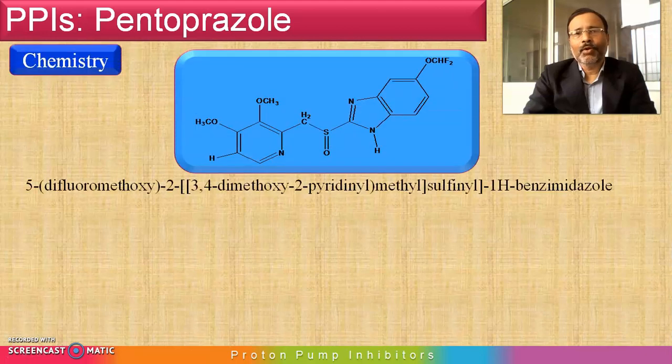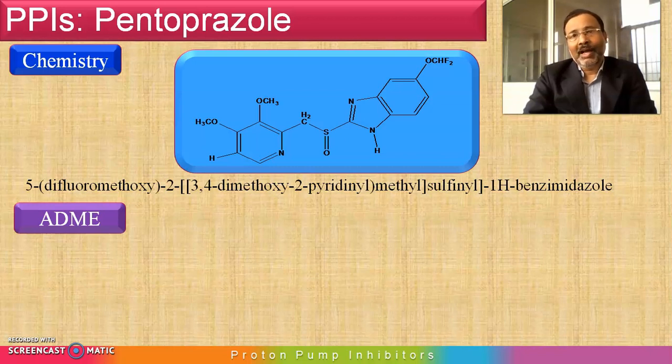So this is the general structure of pantoprazole. Again, it's a benzimidazole derivative. Now ADME: pantoprazole shows bioavailability of about 77%. When we administer pantoprazole with food, its absorption may get affected, but its bioavailability never gets affected. When we see the metabolites of pantoprazole, O-demethylation with subsequent sulfonation type of metabolite is observed. So this is the ADME of pantoprazole.